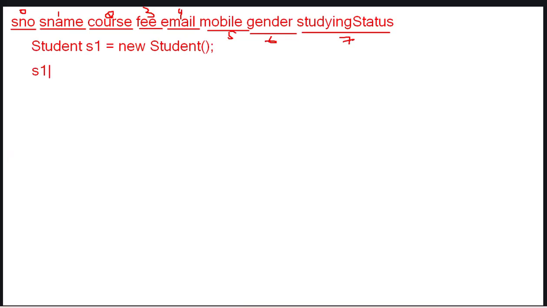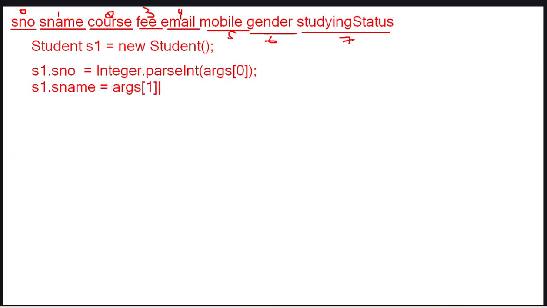For that, what do you write? s1 dot sno equal to the first value, what type? Integer. Should convert to int. So what do you write? Integer dot parseInt of args of 0. Okay, s1 dot sname. Sname is what? String. The value is already passed in the string format. No need of any conversion.